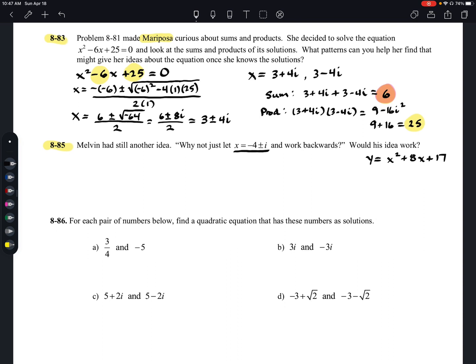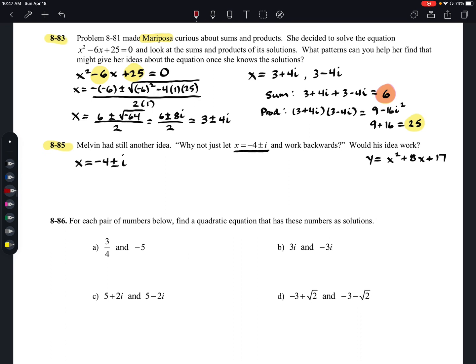But we're going to show you that this is like a second method, or maybe even a third method that you could use for coming up with the equations. So we're just going to use the idea of working backwards. We're going to let our root equal x, let x equal -4 plus or minus i. So the first thing, let's get our real numbers on the same side.